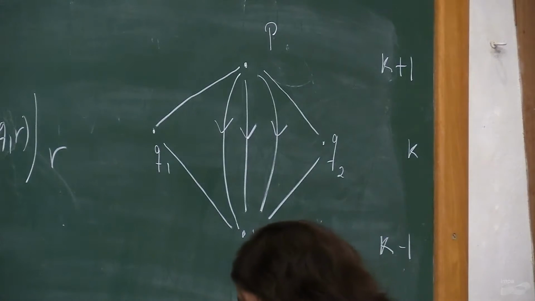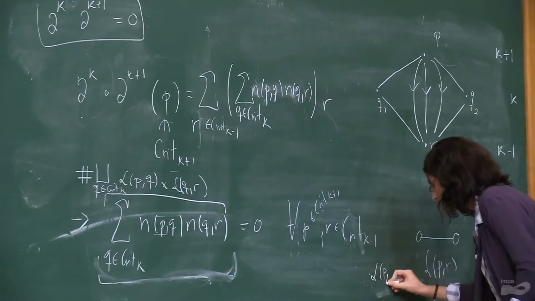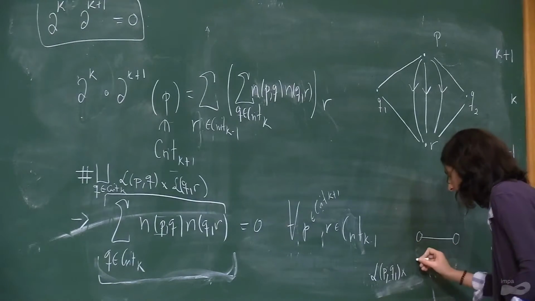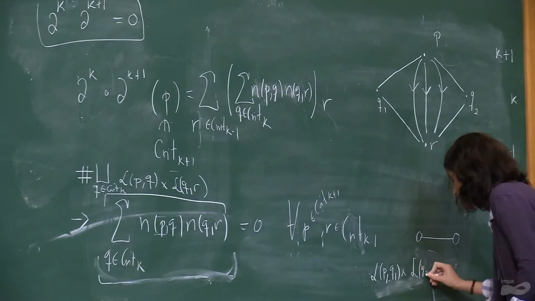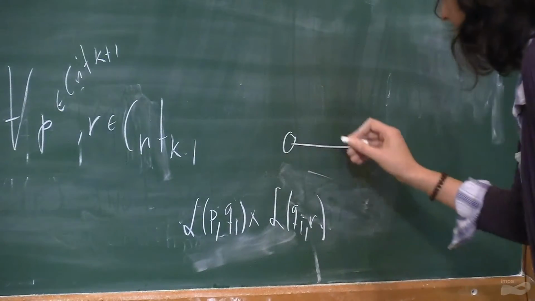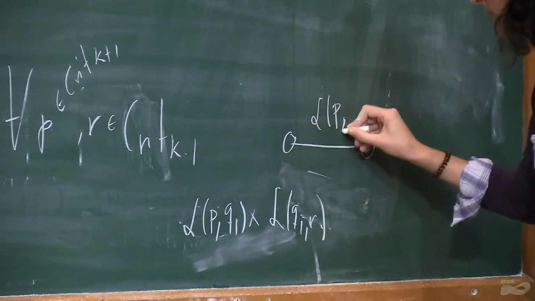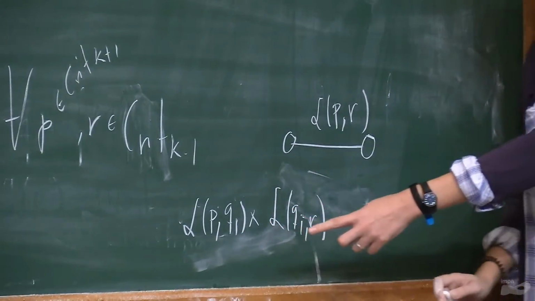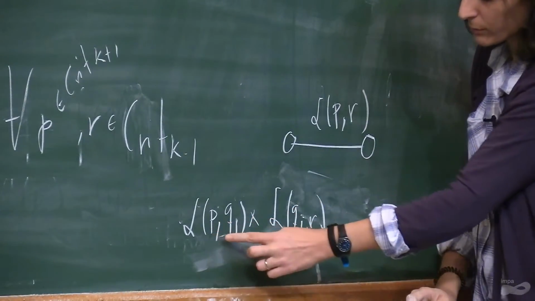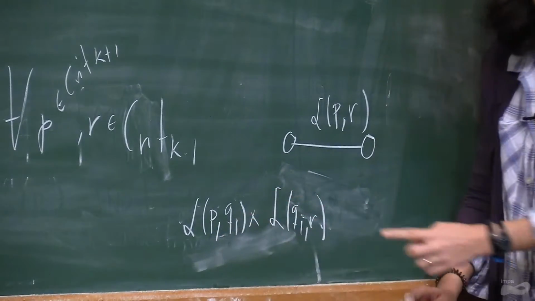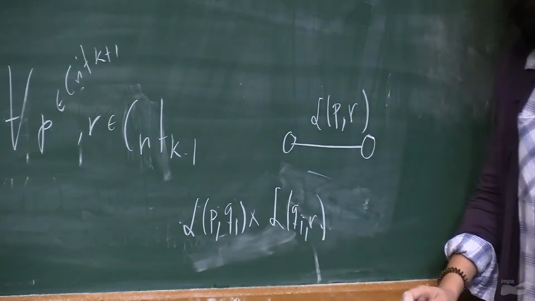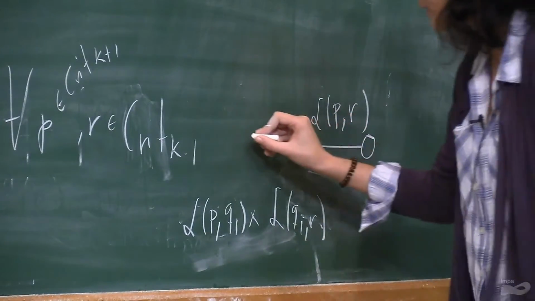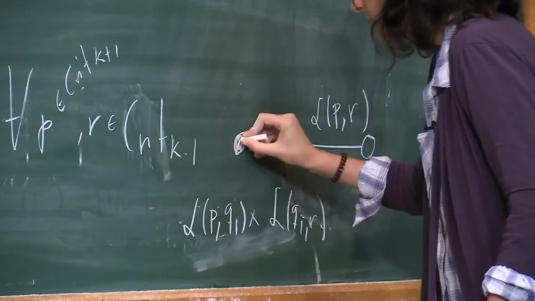So see what happens to this LPQ1 times LQ1R. So this is my LPR. This product here, these two, this has index k plus 1, this has index k. The difference is 1, so this is a zero-dimensional space. This is also a zero-dimensional space. So in this picture, I'll draw it just here as this point.